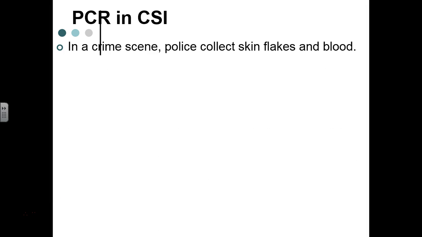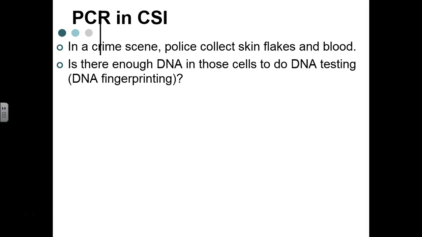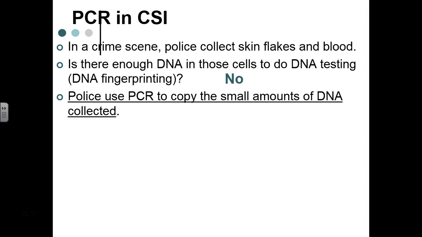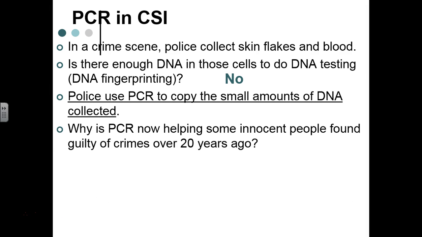So in a crime scene, police collect skin flakes and blood, and they have to ask the question, is there enough DNA in those cells to do DNA testing? Can they identify suspects or victims? And if not, they do these polymerase chain reactions to copy the small pieces. Now, it's not police who do that, it's a lab that would do that with that data.